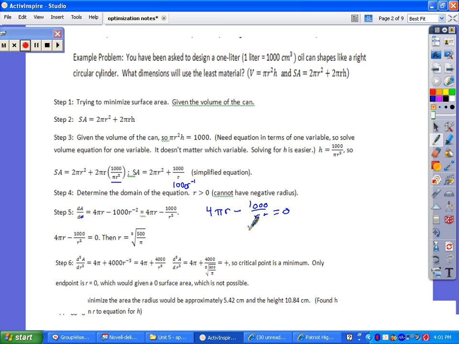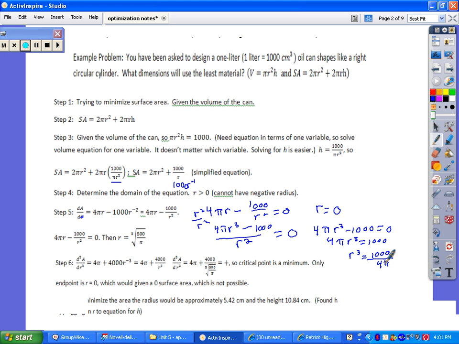If I get a common denominator here, this needs an r squared, so I'm going to multiply top and bottom by r squared. And so I get 4 pi r cubed minus 1,000 over r squared equals 0. So one critical point is r equals 0 because that's where the denominator is undefined, and then we set the numerator equal to 0 to find the other critical points. And so I get 4 pi r cubed is equal to 1,000, and then r cubed is equal to 1,000 divided by 4 pi.